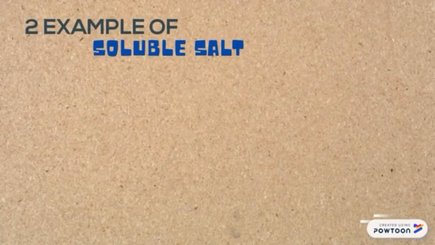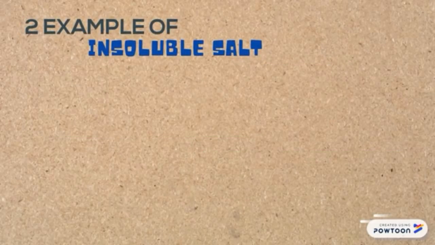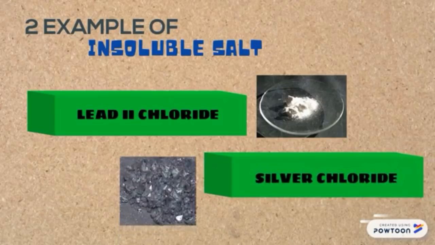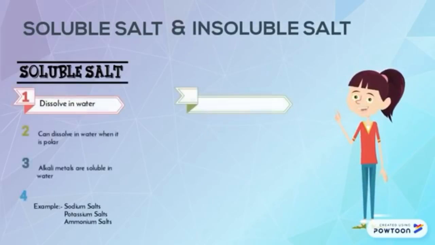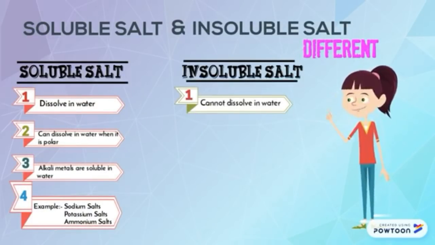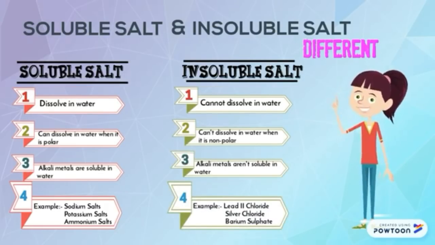Two examples of soluble salt are sodium carbonate and potassium carbonate. And two examples of insoluble salt are lead chloride and silver chloride. Basically, soluble salt can dissolve in water while insoluble salt cannot. And you may ask, why can some salt dissolve in water while some cannot?